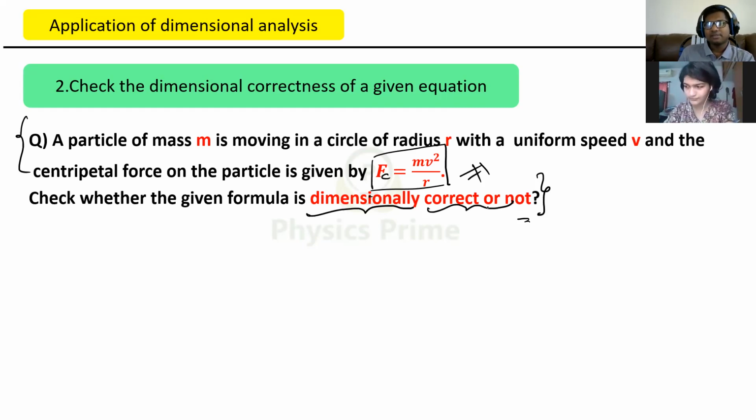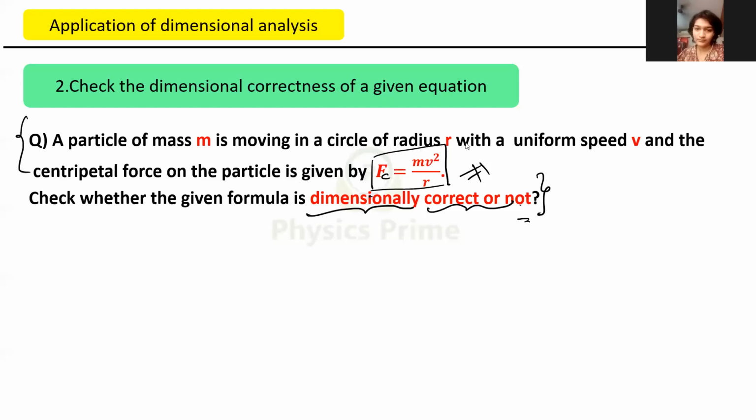The main thing is, if it is dimensionally incorrect, that means the formula given to you should also be incorrect. So the first question is not being asked on whether the formula is correct or not. For our purpose, we have taken that formula as correct. Now the question is asked only whether the given formula is dimensionally correct or not. You can try it out on your own. Check the dimensional correctness of the given equation.